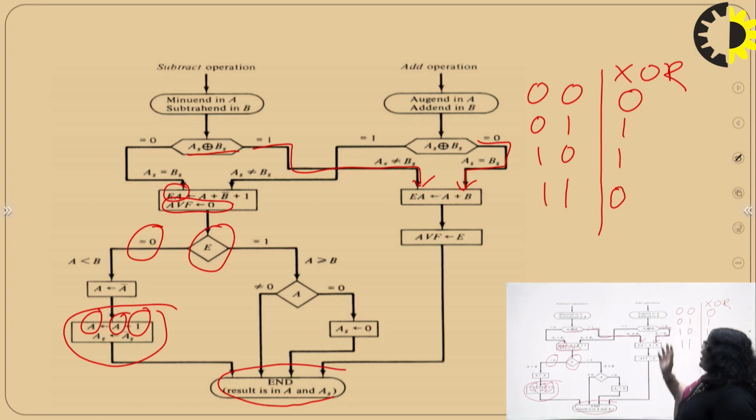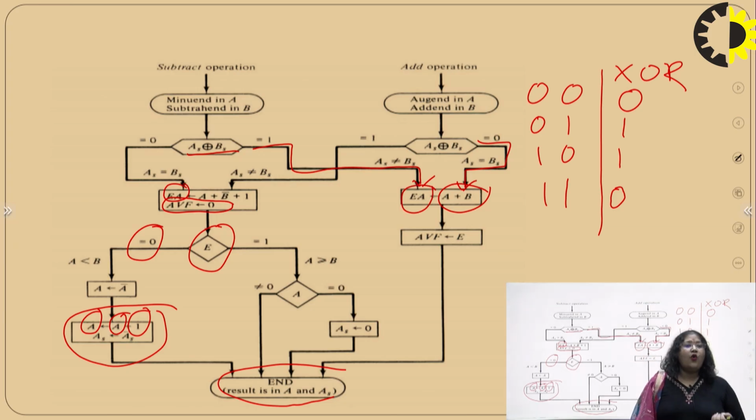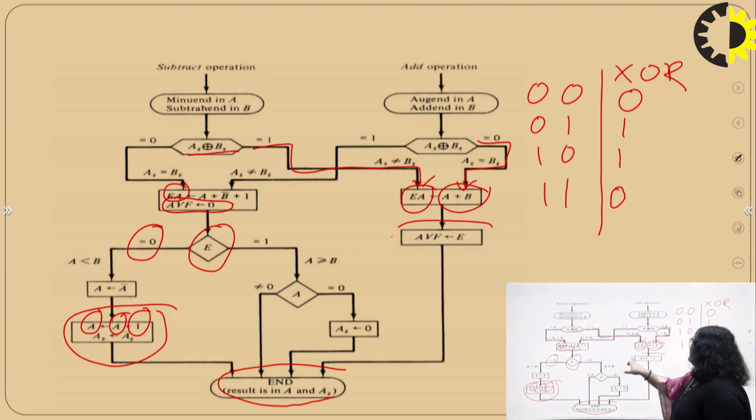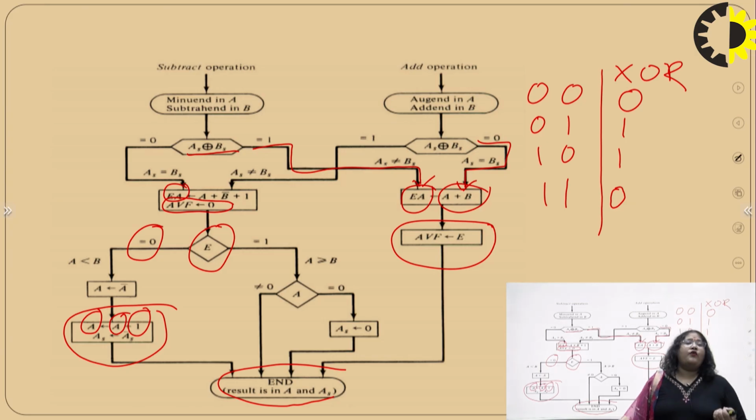But if we have to do the addition operation, what happens? We perform A plus B and the resultant is EA. In this case, the E represents the overflow. So, we have to show that E transfers to AVF, which represents the overflow. So, what is the overflow condition? We have to proceed to the next slides and read the overflow conditions on that particular slide.